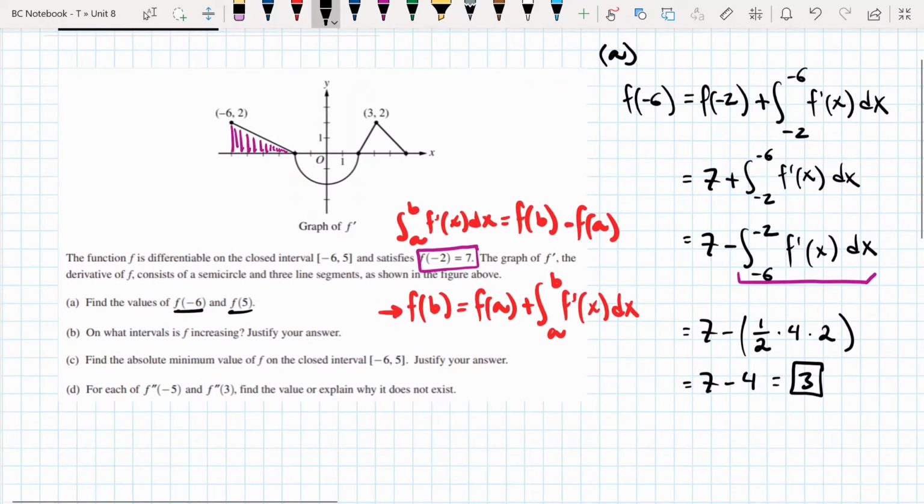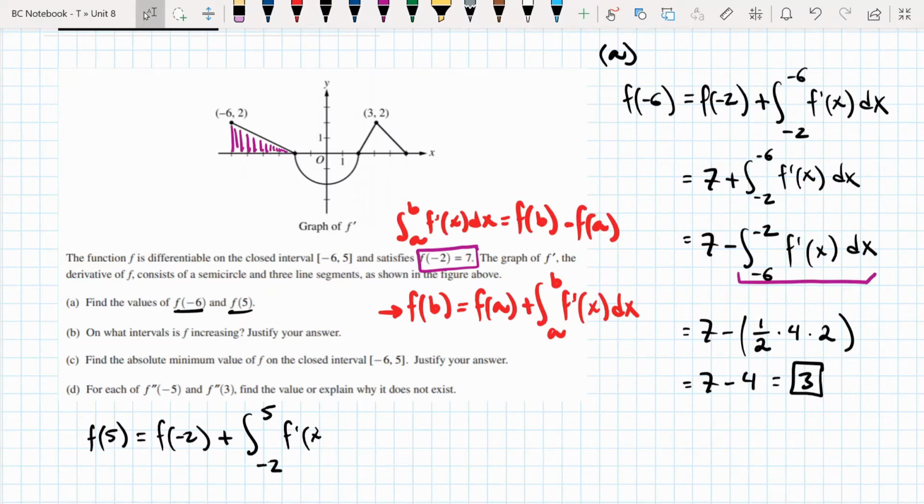So f of 5, I'll do it over here. F of 5 is going to be equal to, same exact thing, we do our starting point, which is typically going to be given to us, plus the integral from -2 to 5 of f prime of x dx. Notice in this case we're integrating from left to right, not right to left, so we can just keep our integral the same. We don't have to change the limits of integration. So this becomes 7 plus the integral from -2 to 5 of f prime of x dx.